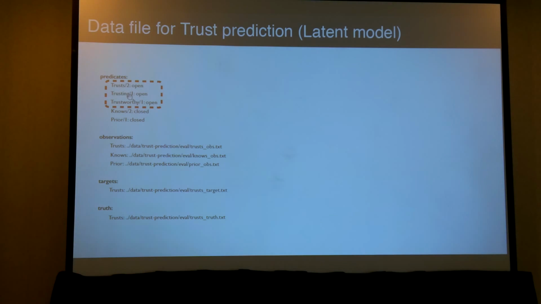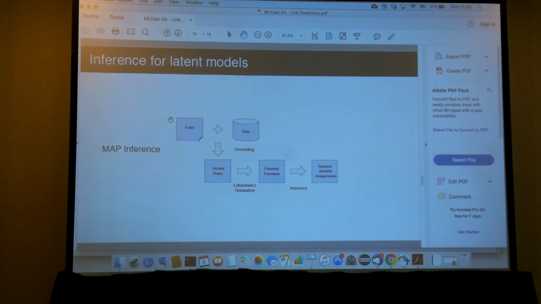So in addition to the trust relation, which was open, we have two additional ones, which are trusting and trustworthy. The difference here, as Eriq already mentioned in the first session, is that you cannot try the MAP inference if you have more than one open predicate here. So what you have to try is the lazy inference. What does lazy inference do?